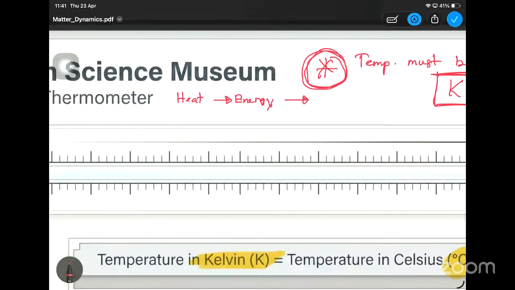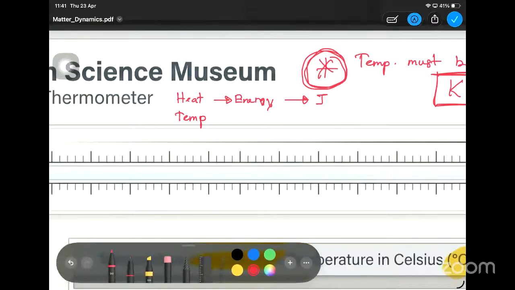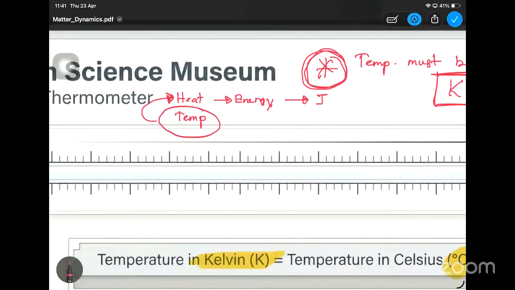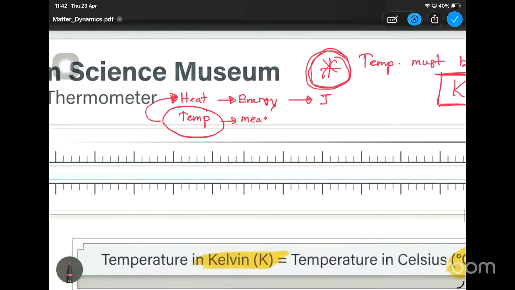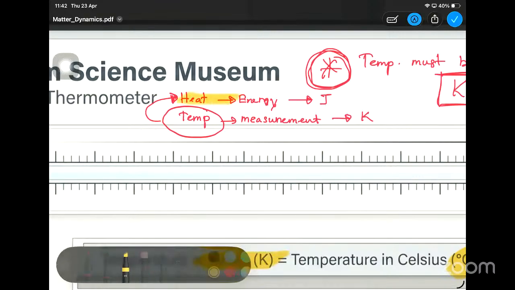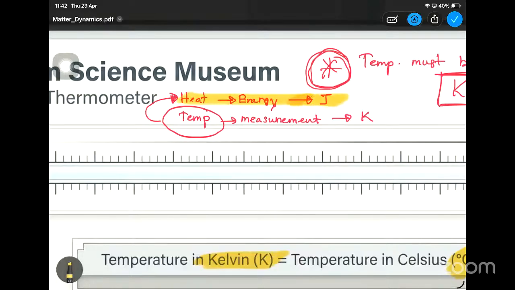So energy is measured in joules or kilojoules. And temperature is the measurement of heat, right? We can use the temperature as a measurement of heat. This is going to be in Kelvin or Celsius. Most of the cases in chemistry and physics, we are dealing with Kelvin, not Celsius, right? So remember those points. Heat is an energy source, therefore joules. Temperature is a measurement, therefore it will be in Kelvin.